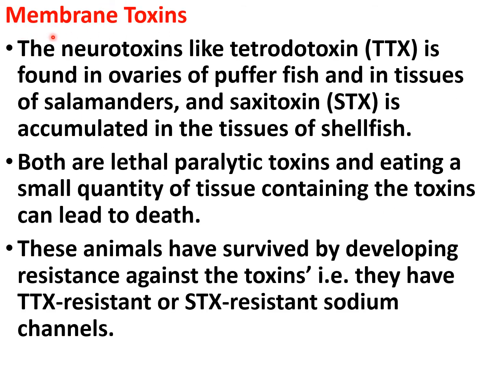Now there are certain membrane toxins, the neurotoxins like tetrodotoxin, TTX, that is found in the ovaries of the puffer fish and in tissues of salamanders, and saxitoxin, STX, which accumulates in the tissue of shellfish. Both are lethal paralytic toxins, and eating a small quantity of tissue containing the toxin can lead to death. These animals have survived by developing a resistance against the toxins, and they have a TTX-resistant or STX-resistant sodium channel.